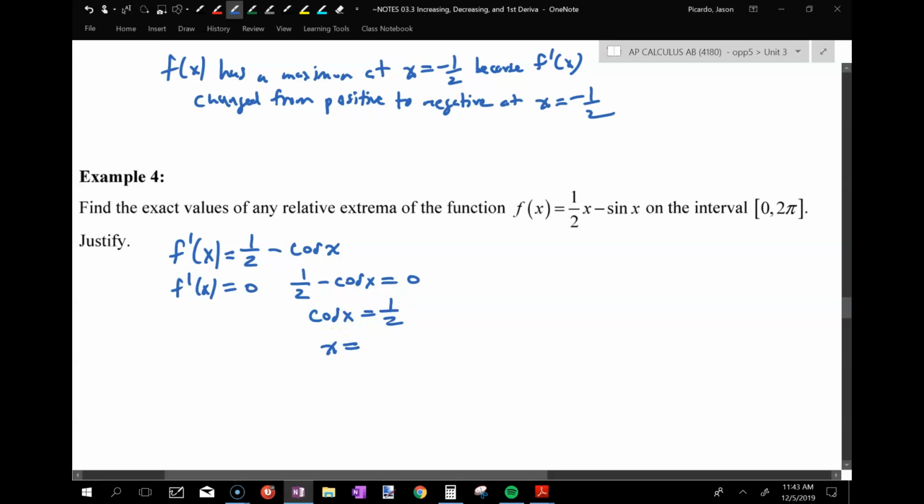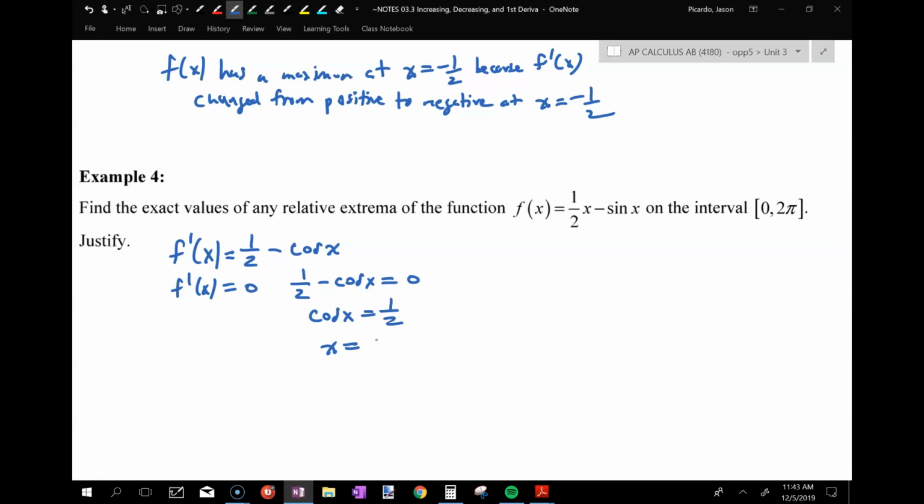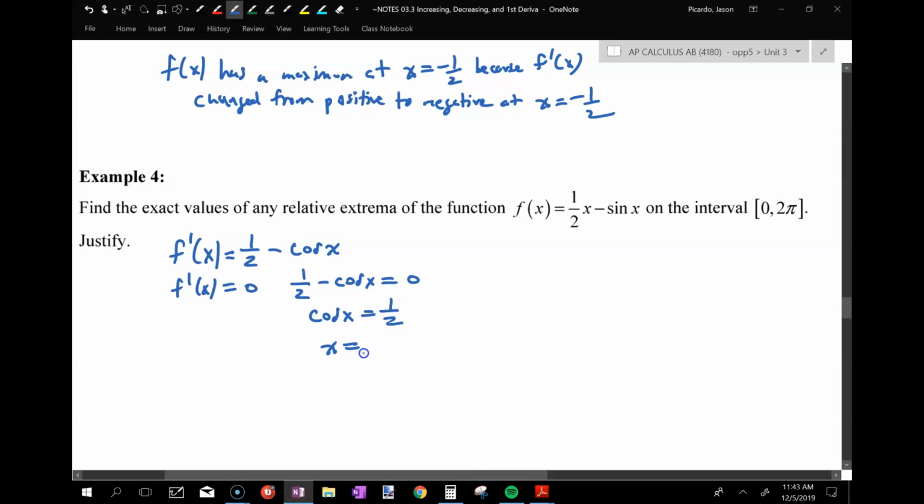And where is x equal to 1/2 on a cosine curve? From 0 to 2 pi. Okay, good. So let's go with that. 60 degrees. She's right, 60 degrees. Give me 60 as radians now. Pi over 3.